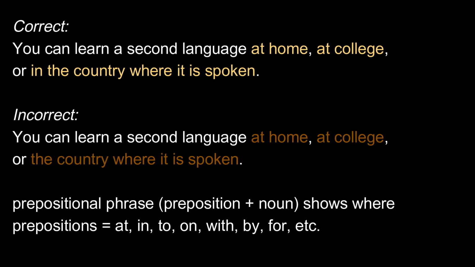Let's look at the next one. You can learn English at home, at college, or in the country where it is spoken. So the correction here, we're going to use prepositional phrase, prepositional phrase, prepositional phrase. In the first one, we have the preposition at, second one at, and in the third one in. We can't use at for the third one because we don't use at with countries. So for the third one, we need to use the preposition in.